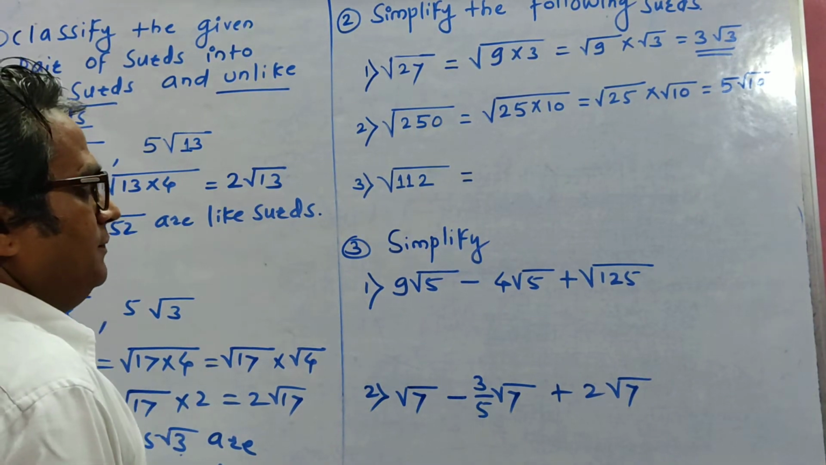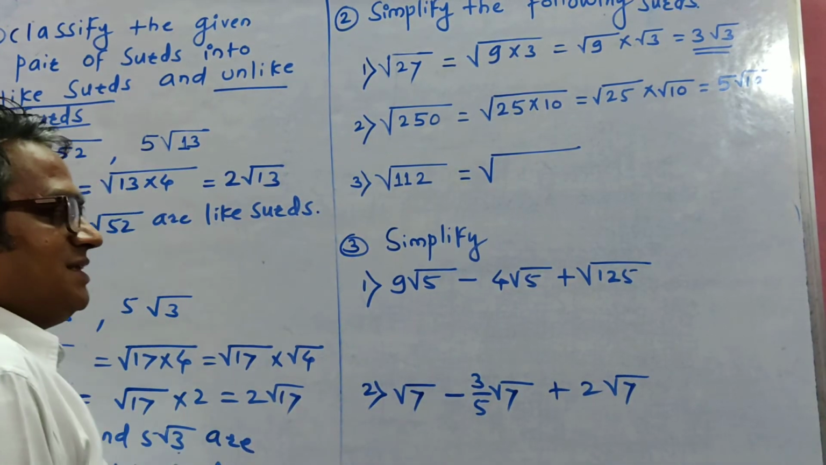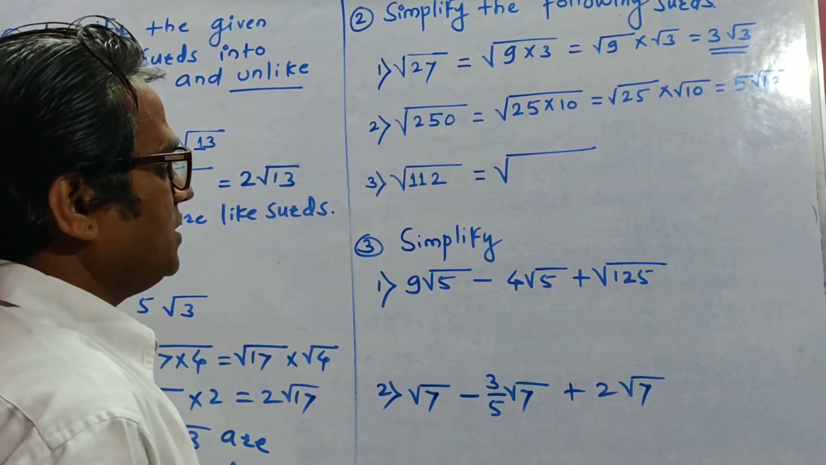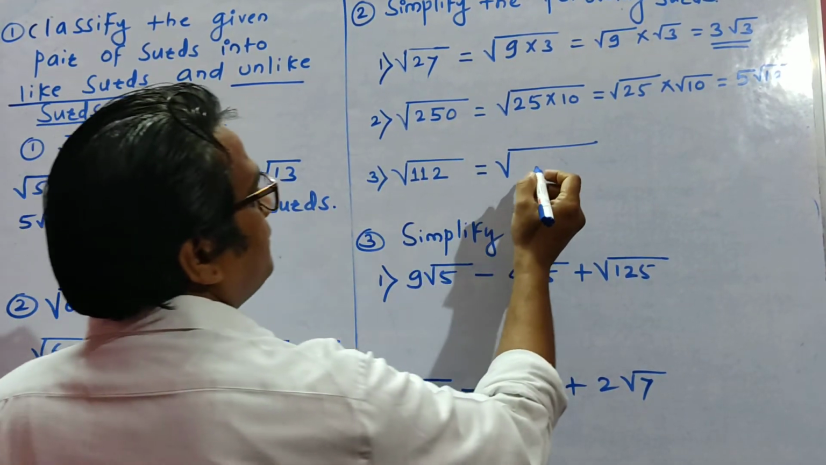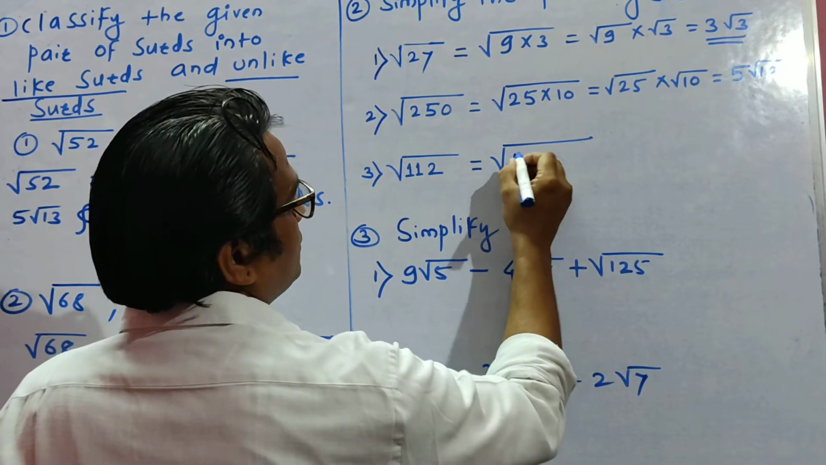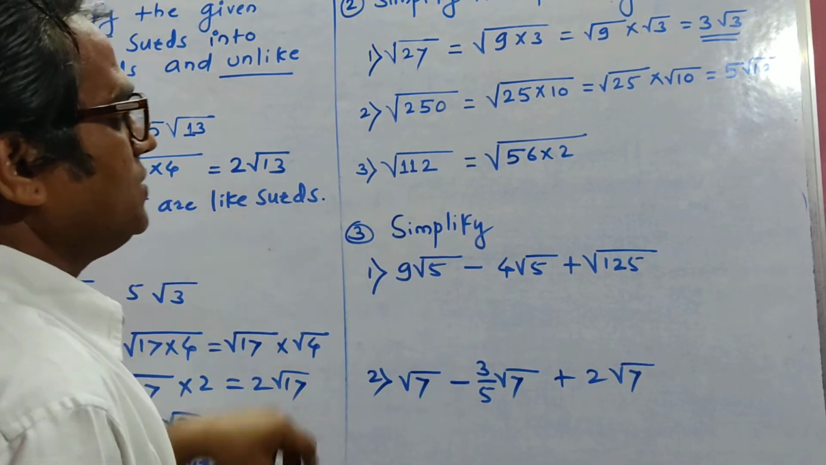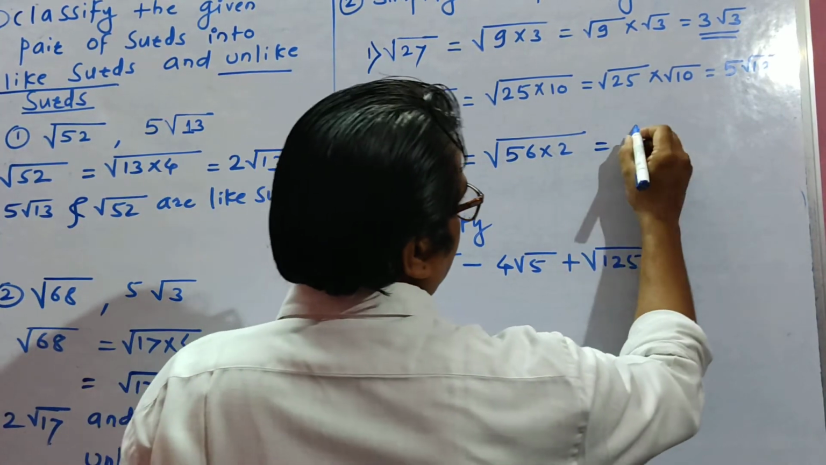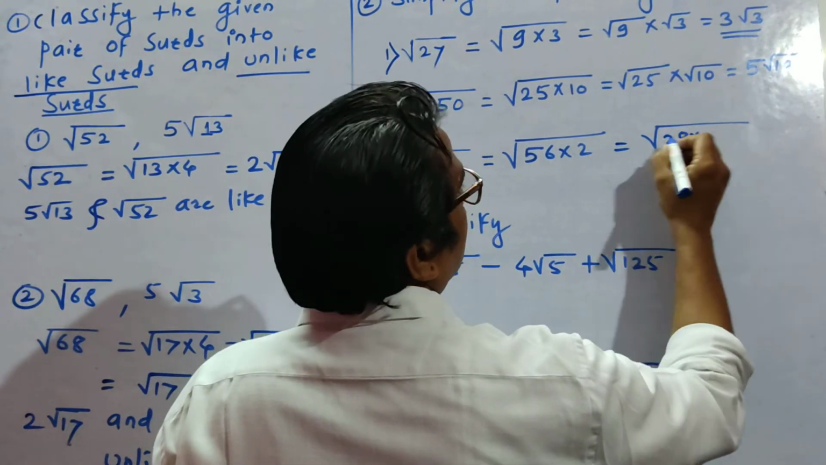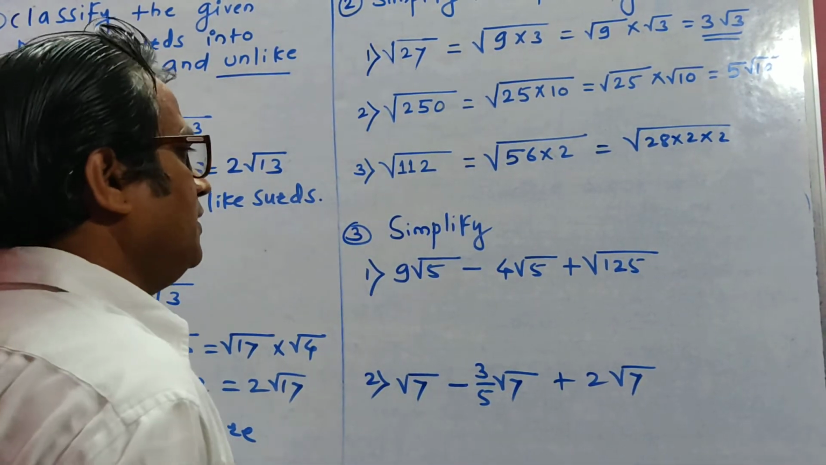Root 112. See, if you multiply by 16, if it is difficult, then you can try for others also. See what will happen. Yes, if I write here, it gives 56 twos are 112. If it is difficult to find, 56 is twice of what? 56 is twice of 28. Twos are 28, twos are 56, 56 twos are 112.